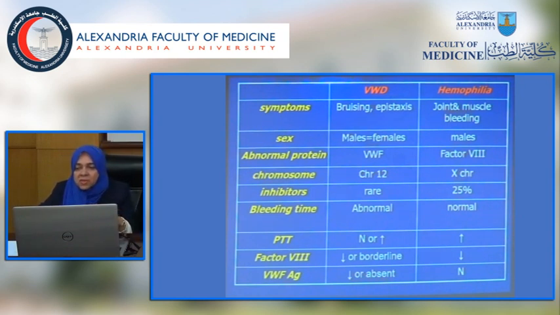And the inhibitors are mainly developed in hemophilia, not in von Willebrand disease, because it is an IgG antibody to factor VIII. The bleeding time is abnormal in von Willebrand disease. The PTT is much prolonged in hemophilia, and factor VIII is very decreased in hemophilia, while it can or cannot be decreased in von Willebrand disease according to the defect. Von Willebrand factor is the major one affected in von Willebrand disease, and it will be decreased or absent in von Willebrand disease.